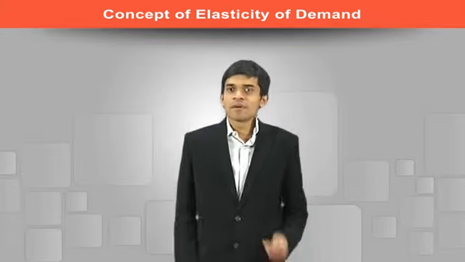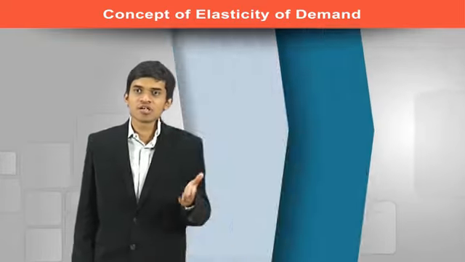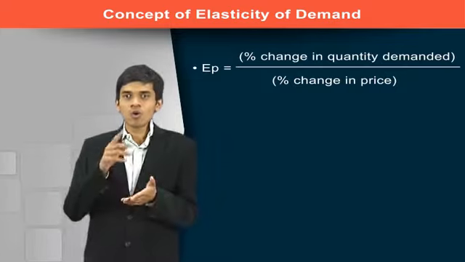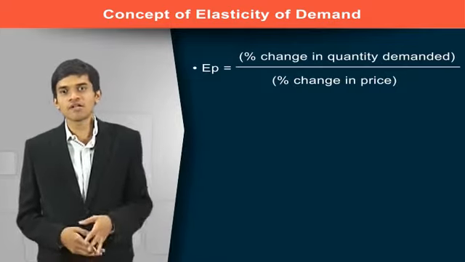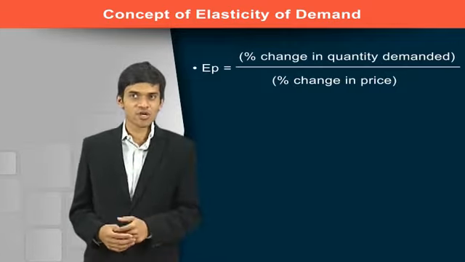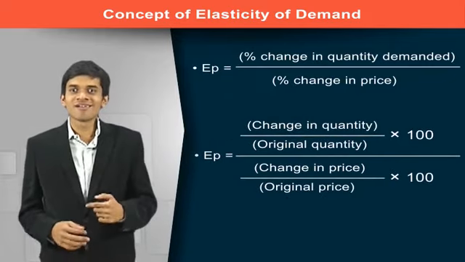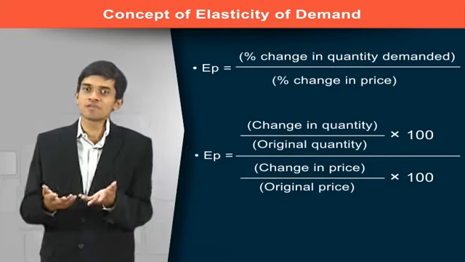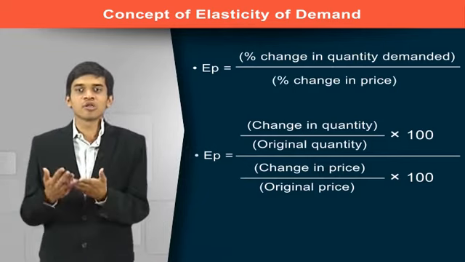Price elasticity of demand, the formula as I told you, is percentage change in quantity demanded upon percentage change in price. Now, what is percentage change in quantity demanded? Look at the numerator of the second expression: change in quantity upon original quantity into 100. The denominator would be change in price upon original price into 100.